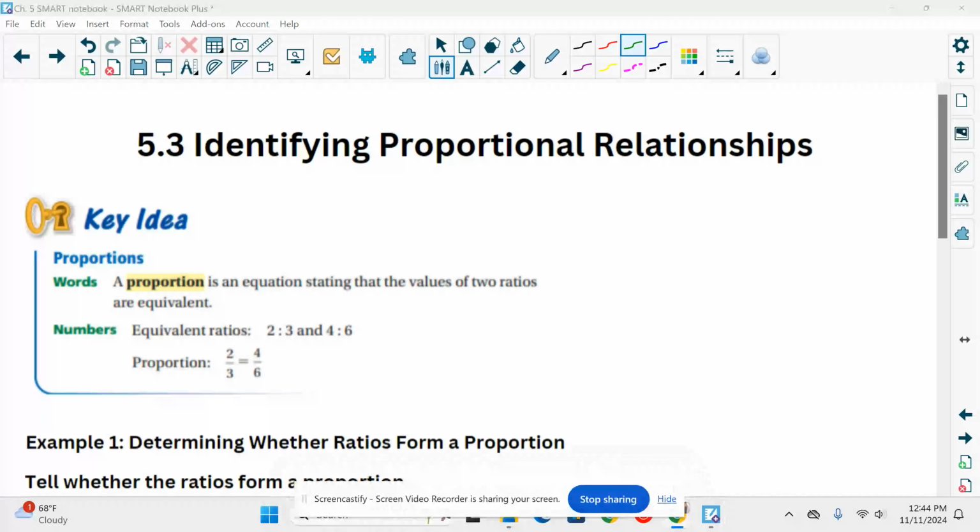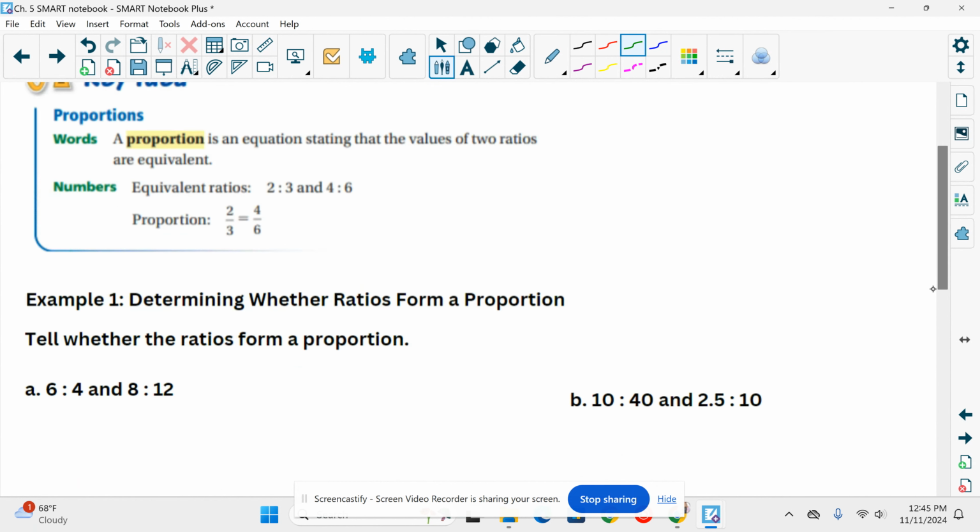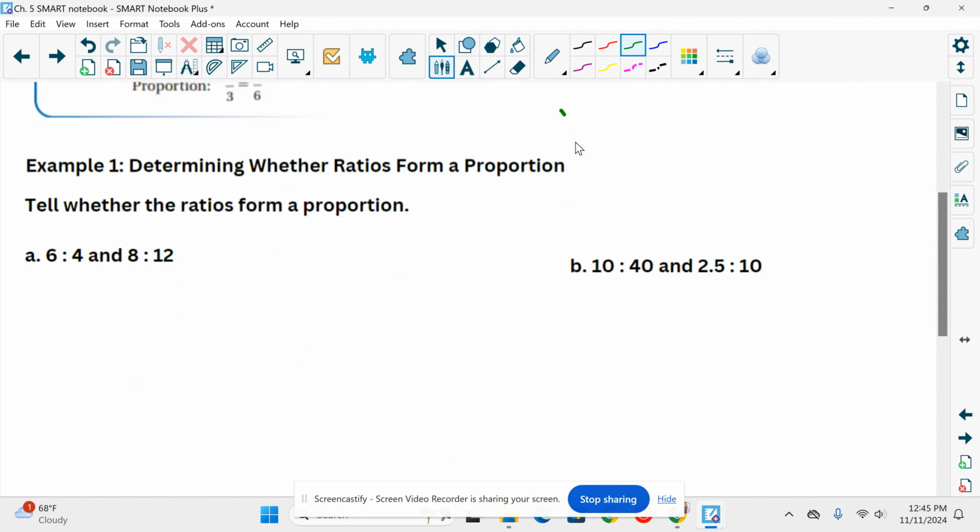Alright, so we're talking about proportions in 5.3 today. We talked about it in our vocabulary already. We've done a lot of this last year, so it's going to be kind of a review. The first time we're going to test for proportions, we're going to use looking for the values / unit rates.